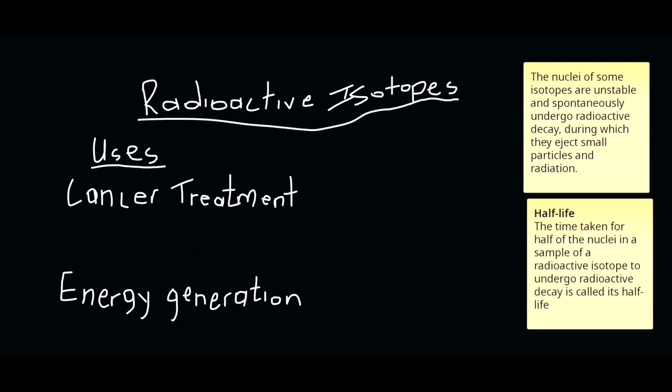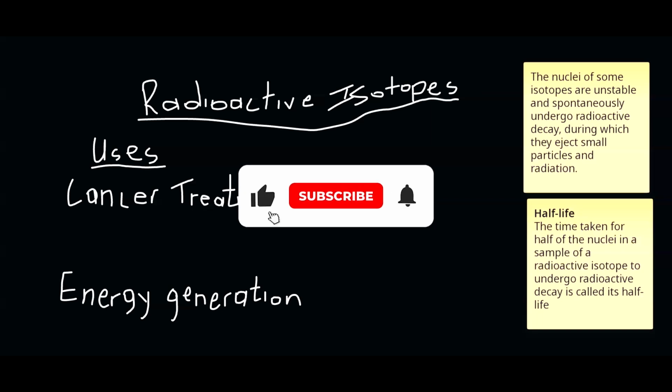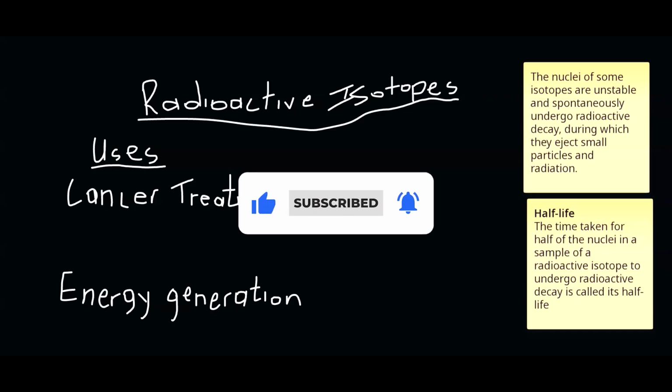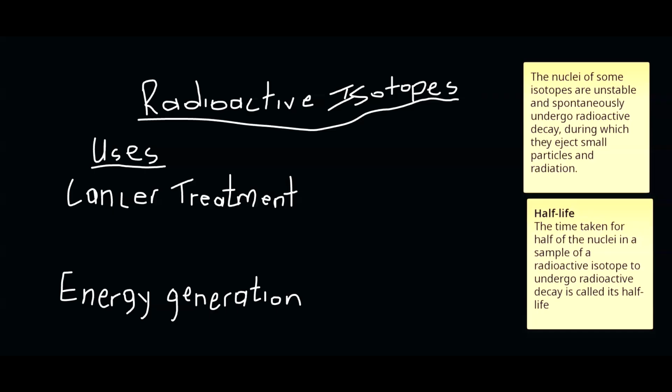Now the idea is that as it relates to radioactive isotopes, their nuclei are unstable, right? And they undergo radioactive decay, right? And in radioactive decay, they're going to eject small particles, right? And the reason why they eject these particles is that they want to become stable.